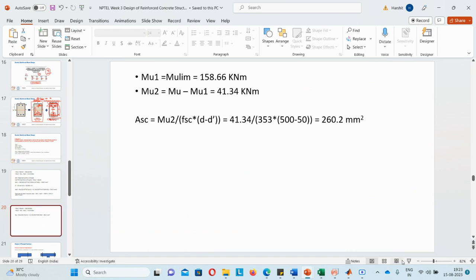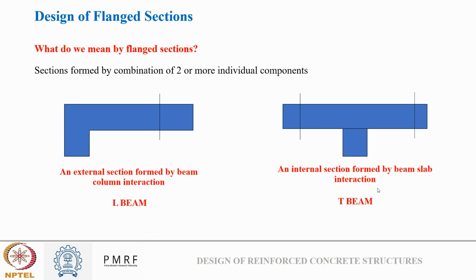We have talked about both singly reinforced beam design and doubly reinforced beam design. Now we'll talk about design of flanged sections. So what are flanged sections? These are the sections which are formed by two or more individual components. These are the sections which are present at the interface.